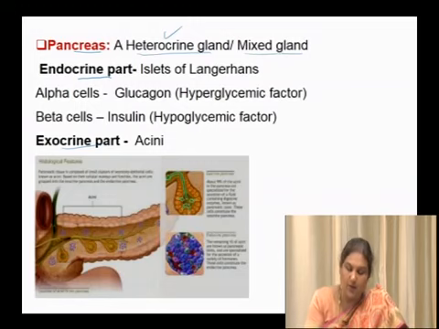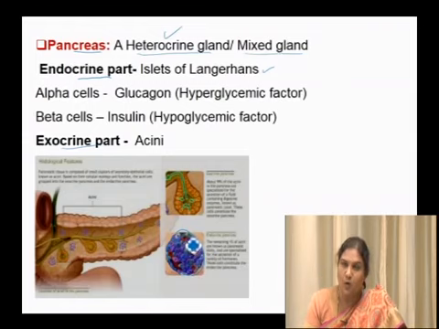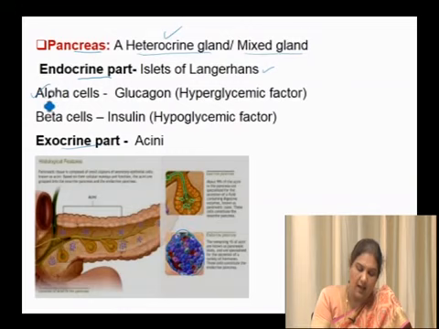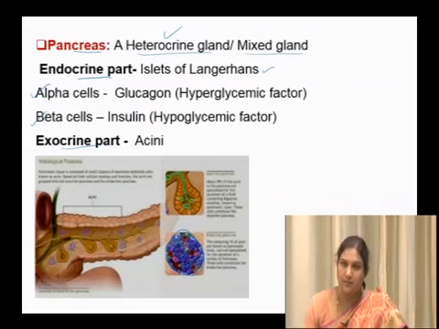The endocrine part of the pancreas is the islets of Langerhans. This is the islets of Langerhans. So here you can see there are varieties of cells. It appeared just like a small island to Mr. Langerhans, and henceforth the name islets of Langerhans has been given. Amongst the cells here, of prime importance are alpha cells and beta cells.